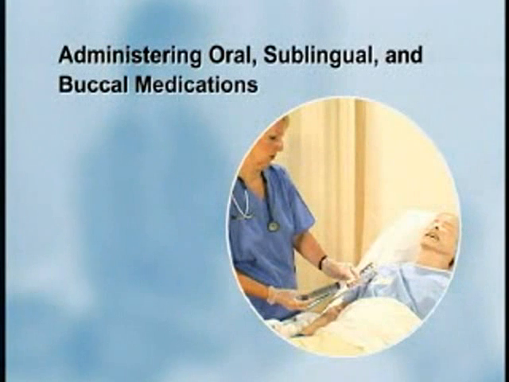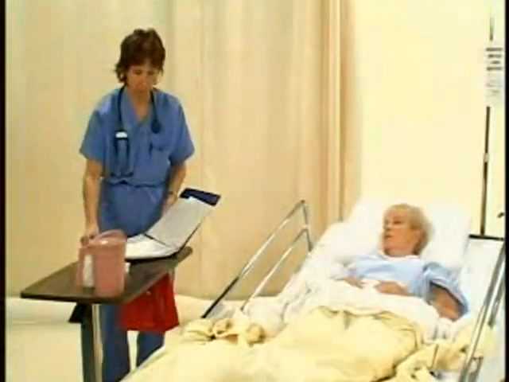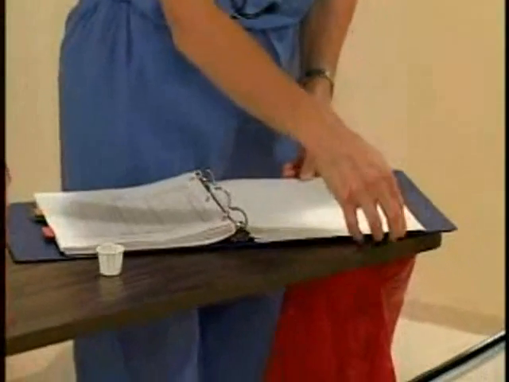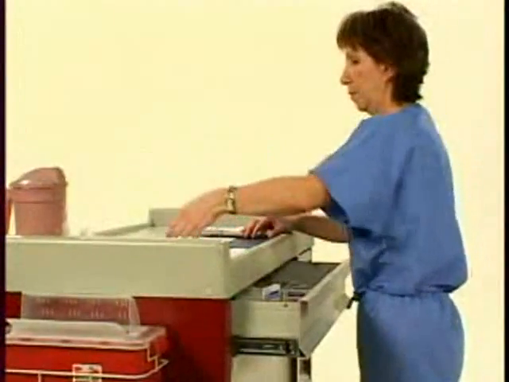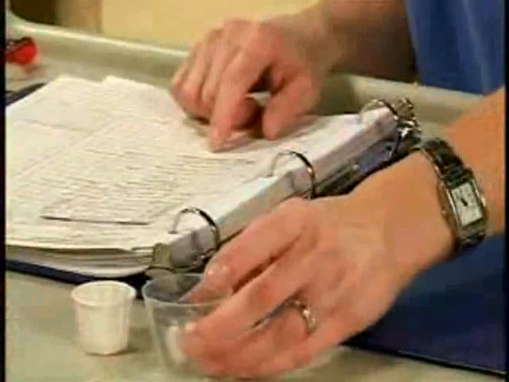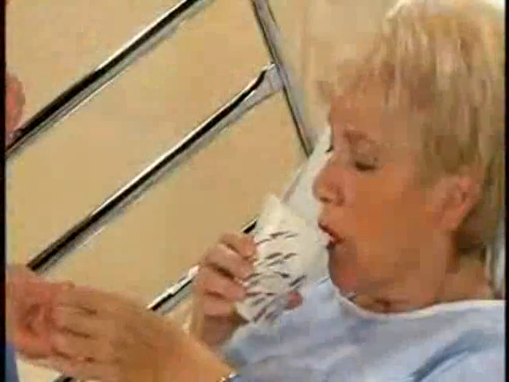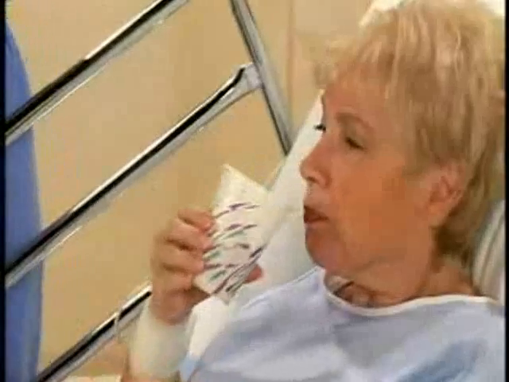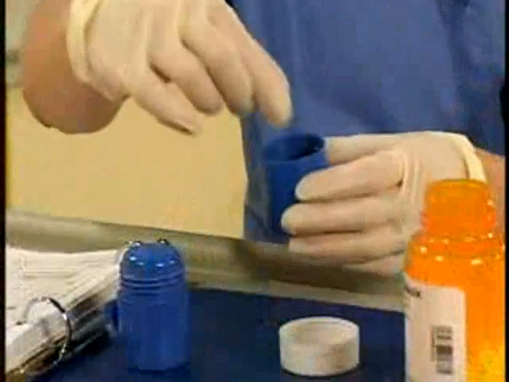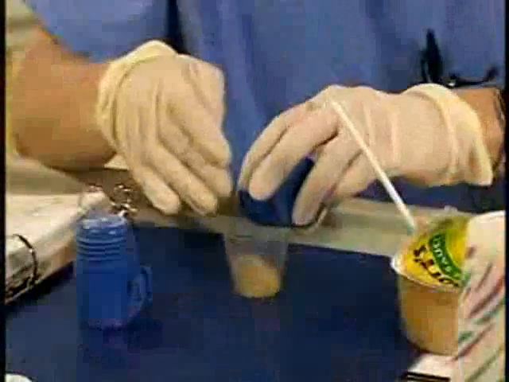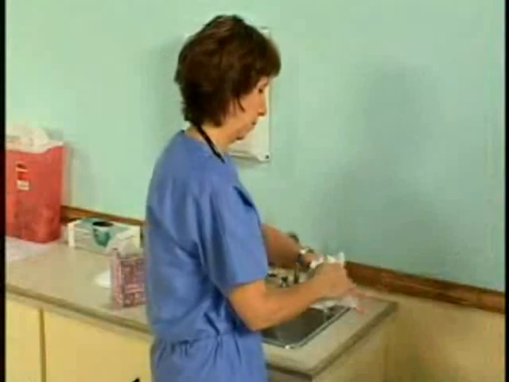Administering oral, sublingual, and buccal medications. For this procedure, you will need the physician's order for the medication, the medication record, a medication card or dispensing computer, disposable medication cups, a glass of water, juice, or other liquid, a pill-cutting device if needed, a mortar and pestle if needed, applesauce or custard if needed, and paper towels.